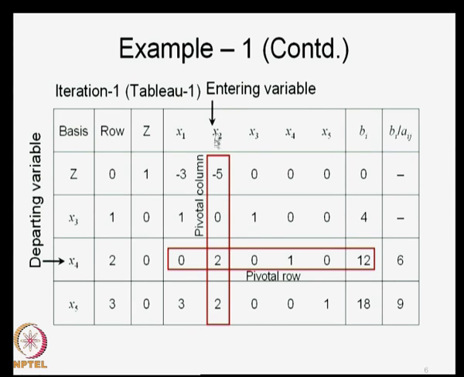So, we identified the entering variable and we identified the departing variable. Which means that we formulate the next basis for the next iteration as z, x3 and x2, here in place of x4. So, x4 goes out and x2 comes in, and x5 remains as it is. At every iteration, exactly one currently non-basic variable enters the basis and exactly one currently basic variable leaves the basis.